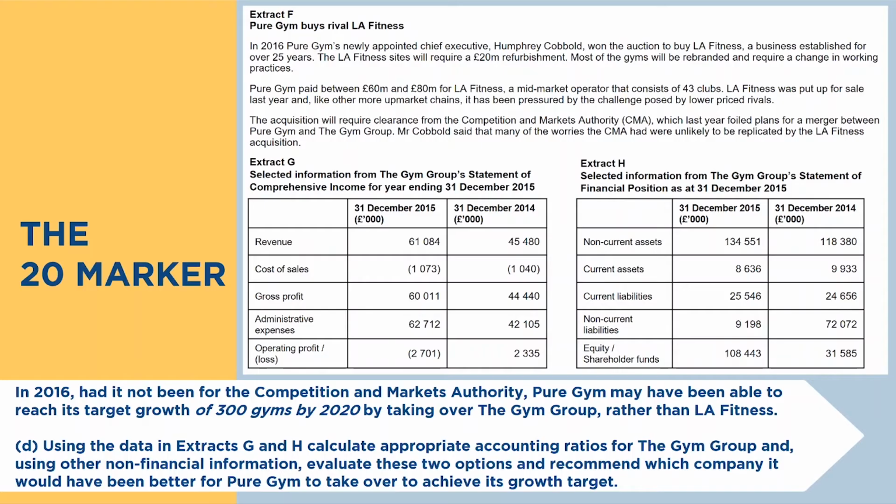So that's the target that we're linking to. It says there, we've talked about that second prompt in the question. Which company would it have been better for Pure Gym to take over to achieve its target growth? So you can see easily now that the case studies are split in that way. So we've got extract F is going to be our for and against argument for LA Fitness, and extract G and H, the calculations that we do based on those figures are going to be the information that we're going to use for the Gym Group argument.